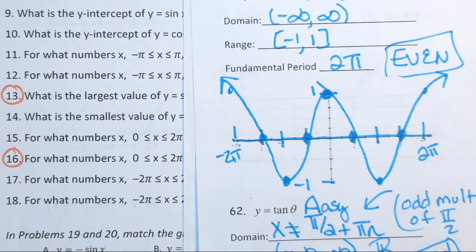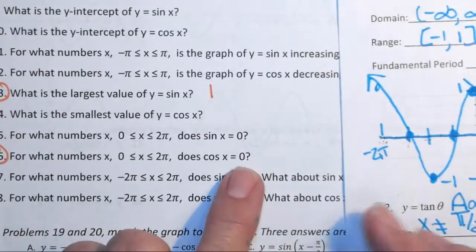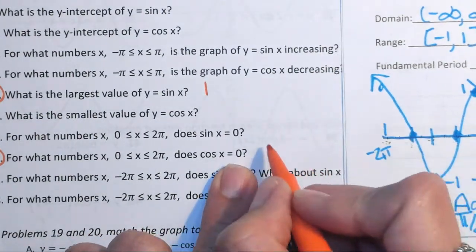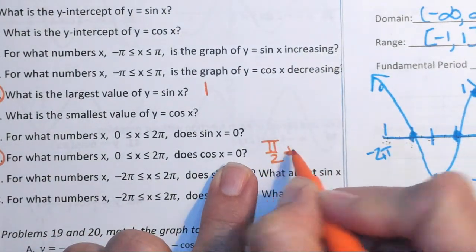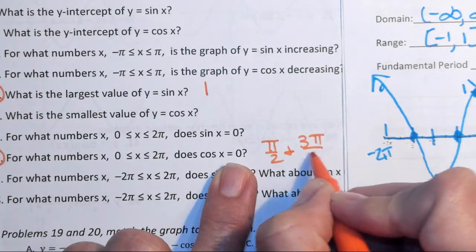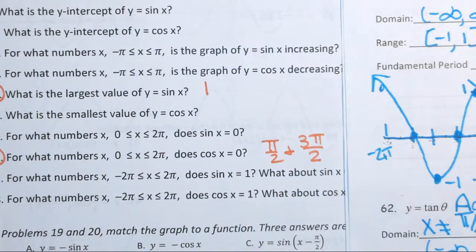And where at? What is this x? What number is that right there? Pi over 2. Pi over 2 and 3 pi over 2. Those are your answers. It occurs at pi over 2 and 3 pi over 2. So I'm touching the x equals 0 line at pi over 2 and 3 pi over 2. Are we good? Yeah. All right.